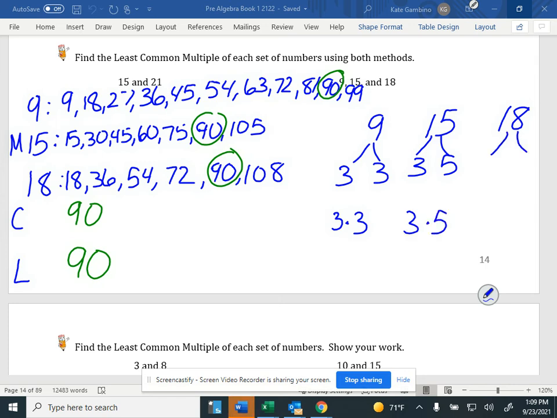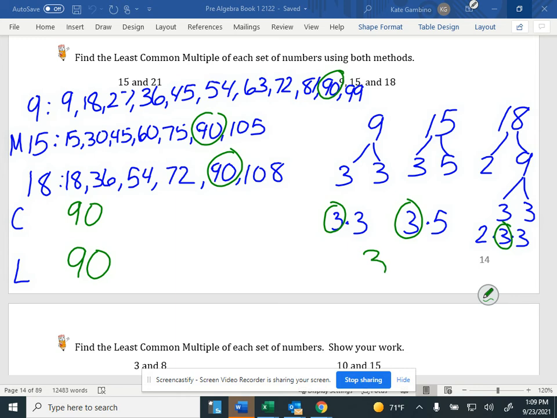What are my primes for 18? Ethan? 9 and 2. Is 9 a prime? No, so I can break it down even more. So it's going to be 2 times 3 times 3. So this is a good one for us to really understand, and I think I know where your mistake happened. We have to match up the primes. So we're going to match up this 3 with this 3 with this 3.